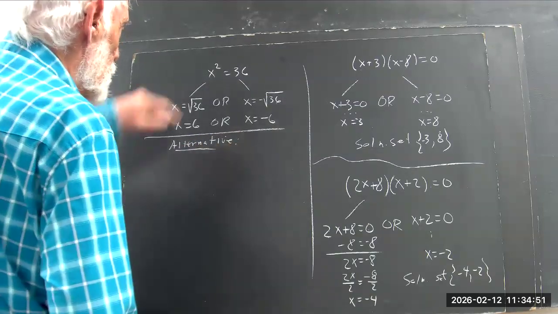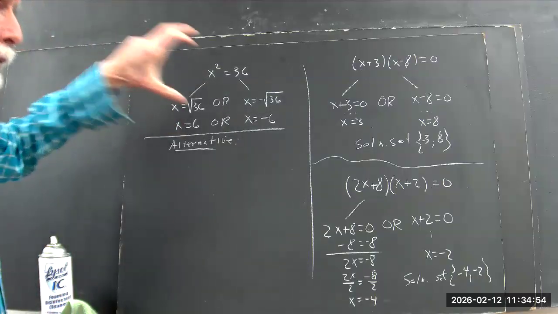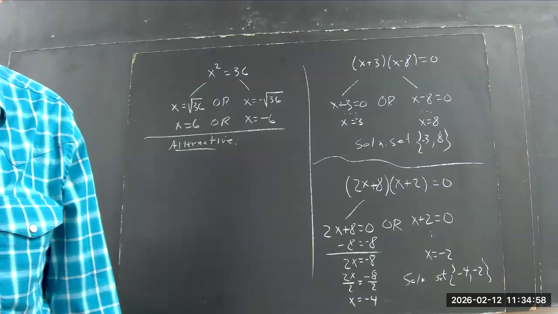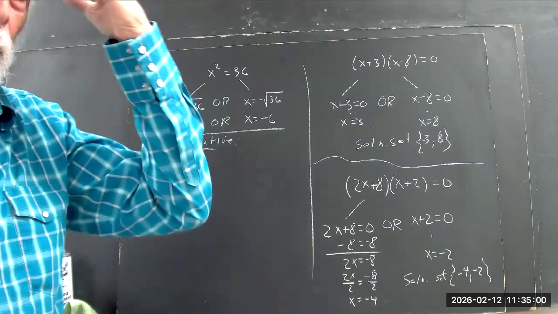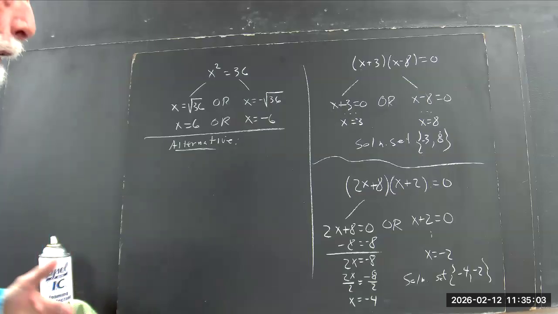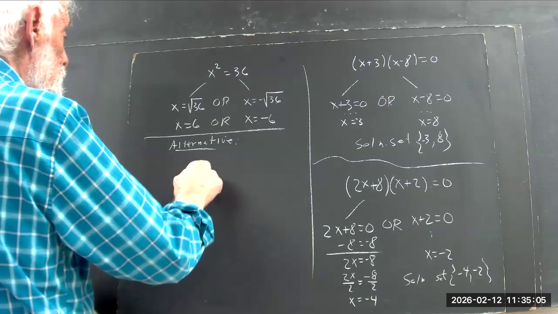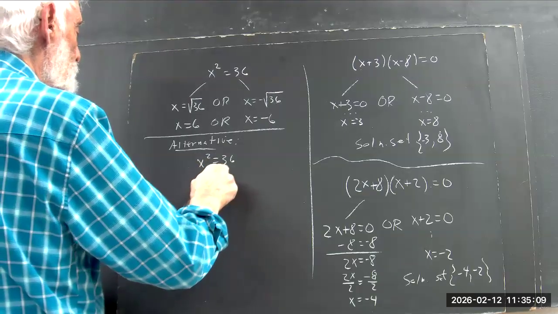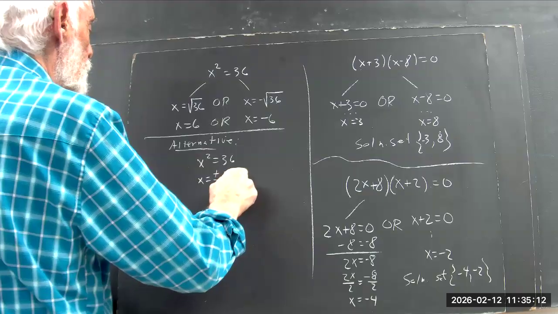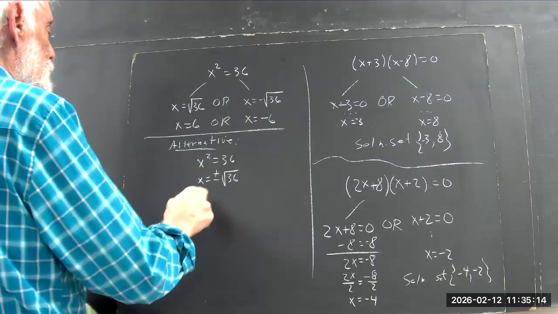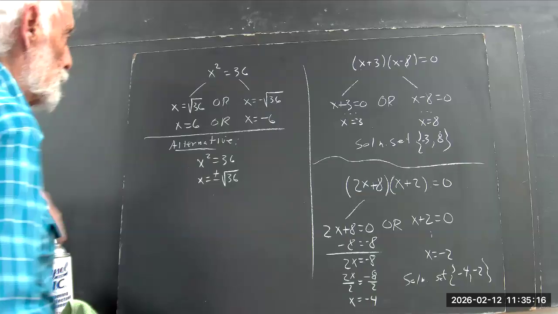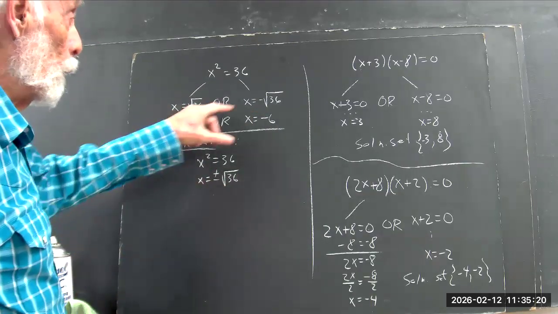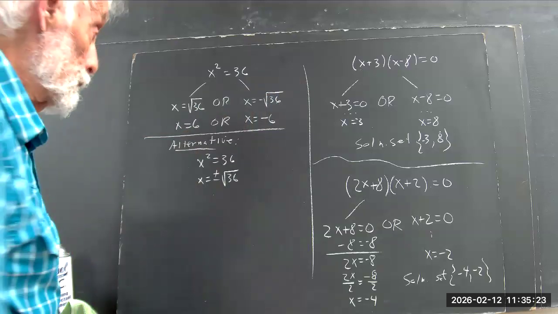Alternative, I recommend that you do this every time, okay, until it really sinks in. That might take a couple of weeks, but the alternative, you write x equals plus or minus the square root of 36, which is just what you've done here, means x equals square root of 36 or x equals negative square root of 36.